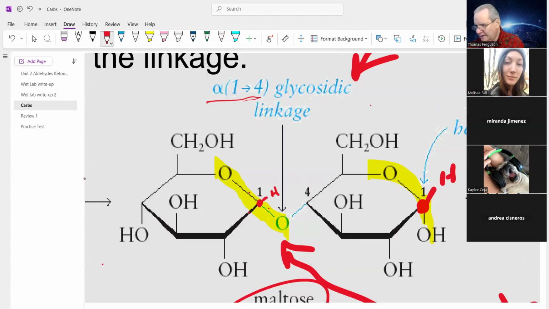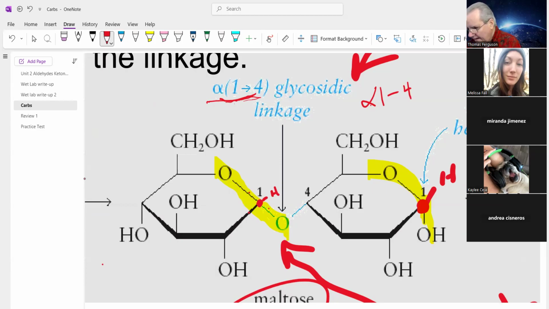Now, I like to write this differently than this. I like to write it like this, because this implies that carbon number 4 can be alpha or beta, and it's not. If it's anything but going down, it's not glucose. But going up, it's galactose. So it's always a non-option on carbon number 4.